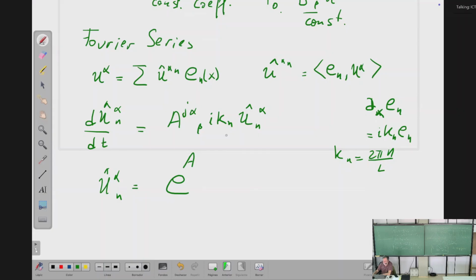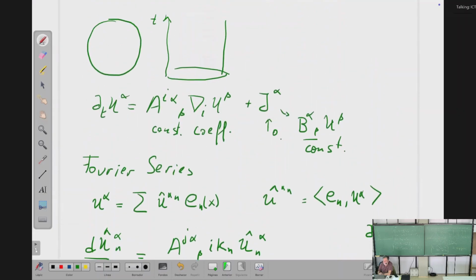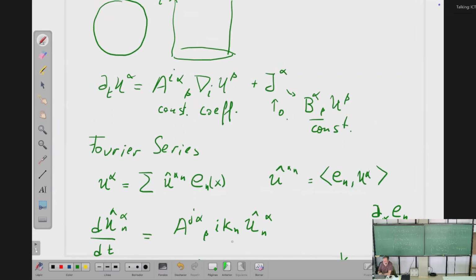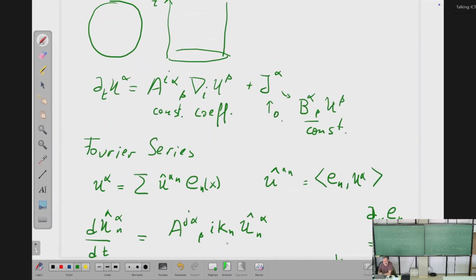I see I'm mixing something here. I was doing it in one dimension, but let me do it in more than one dimension, because in one dimension everything is quite trivial. Let me do it in more dimensions. So instead of a circle, we have a torus, okay? We have a torus. The dimension is, the base dimension is n.